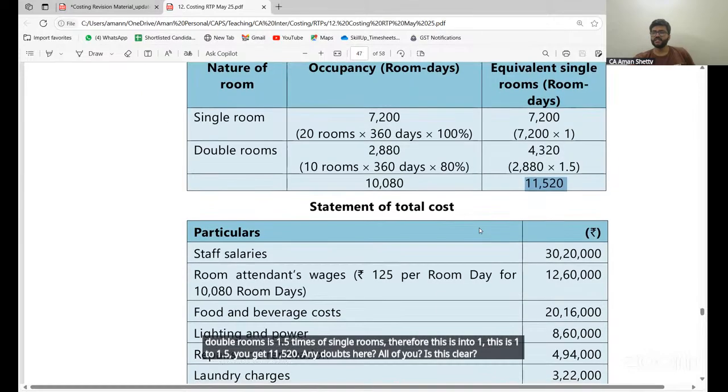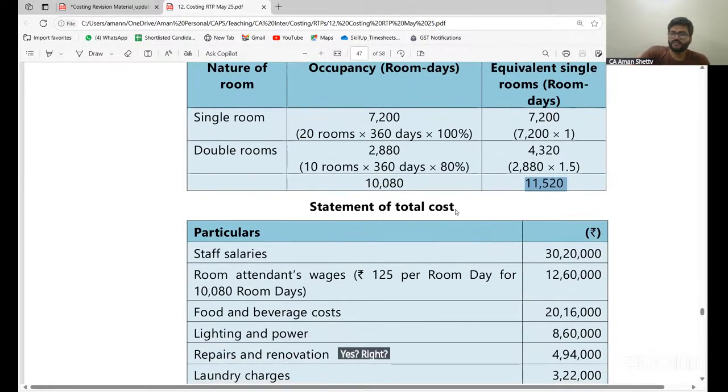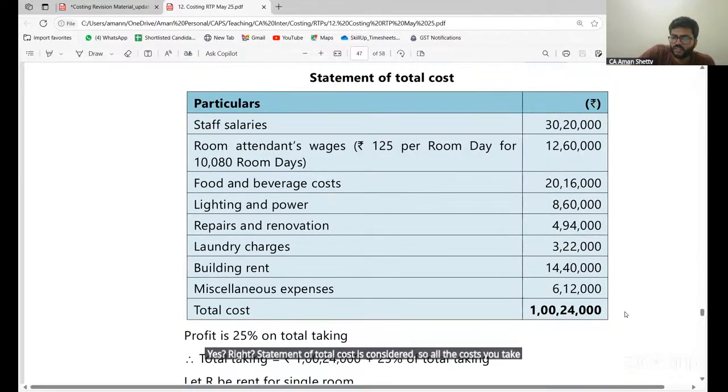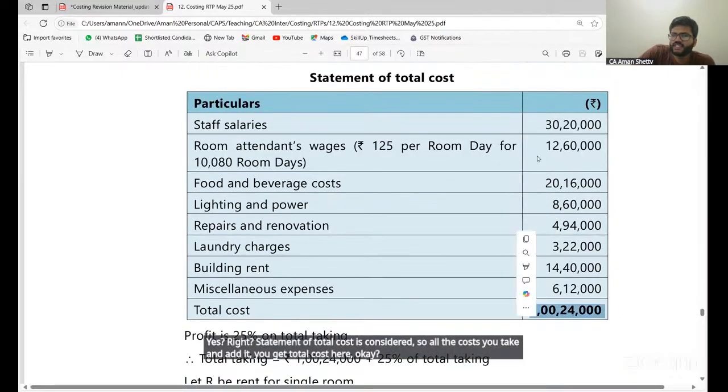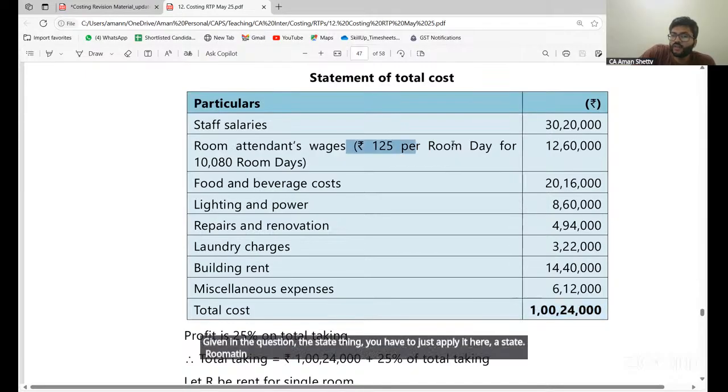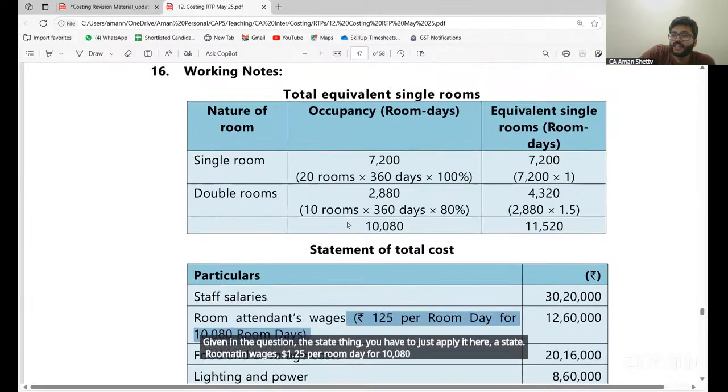Statement of total cost is considered. So all the costs you take and add, you get the total cost here. Given in the question, you just have to apply it here. Room attendant wages 125 per room day for 10,080 room days. Please understand that you have to consider absolute and not equivalent.